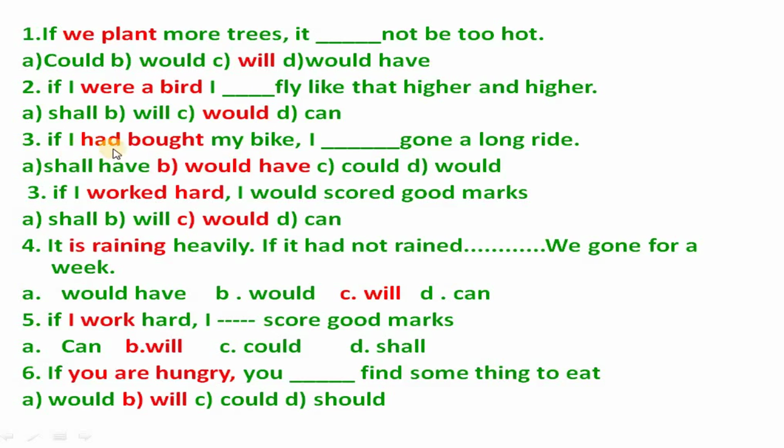Third one, if I had bought my bike. So had bought my, it is past perfect tense. So that's why your answer is I would have gone on a long drive. So would have is the right answer. Had is there, that's why would have is the answer. If I had worked hard, I would score more marks. So I would score more marks.